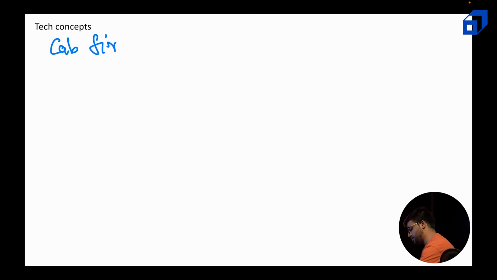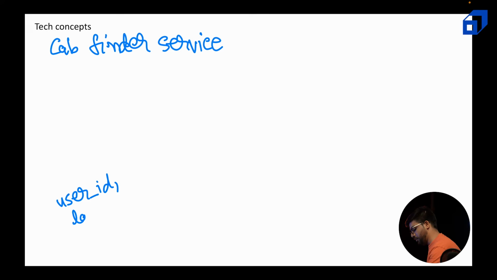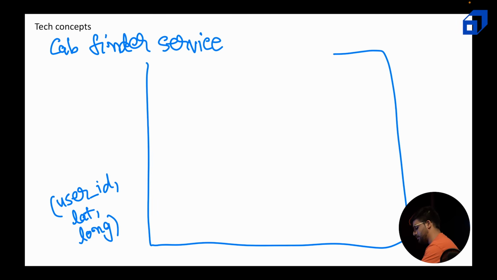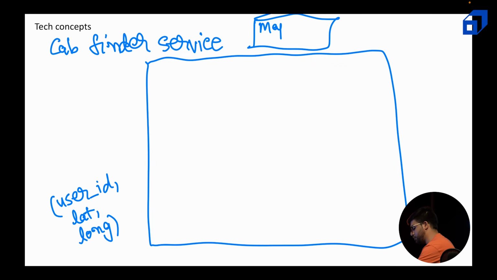Cab finder service. So whenever a request comes, it will look something like this. I have this user ID, this is my latitude, this is my longitude, go and perform the magic, right? So now this cab finder service calls the map service to identify what chunk it belongs to.